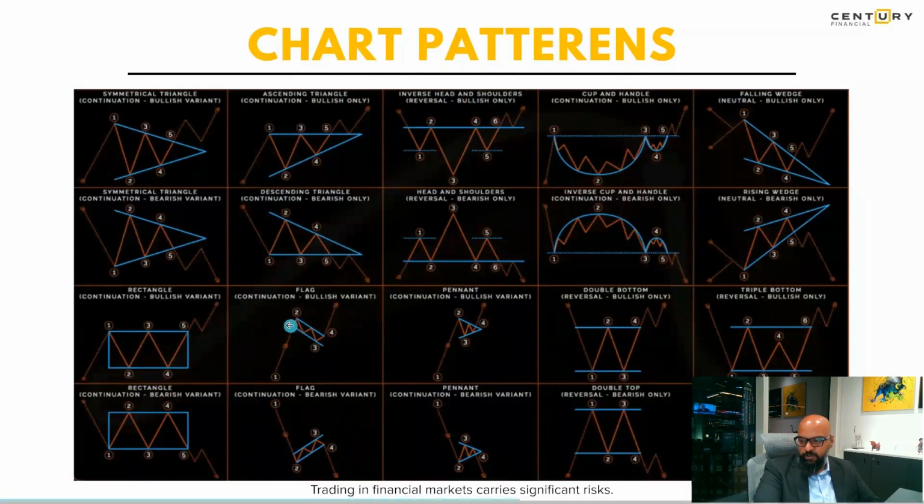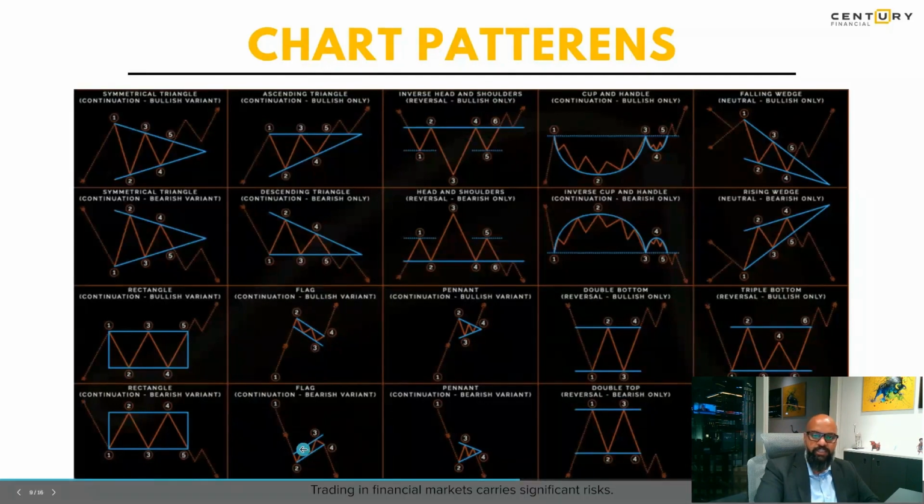This is a flag. It is known as a flag because if the price moves up and makes waves on the lower end, it happens to look like a flag, and hence the name has been given. If it's on the upward move, it is known as a bullish flag. If it's on the lower move, it is known as a bearish flag.